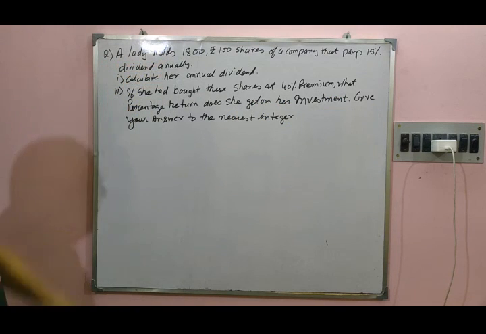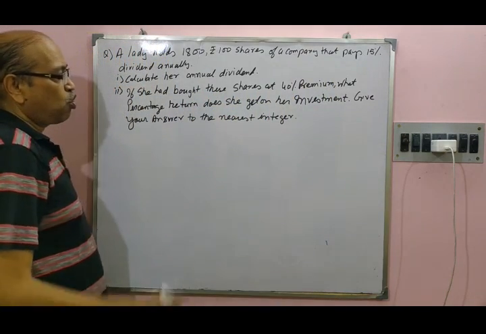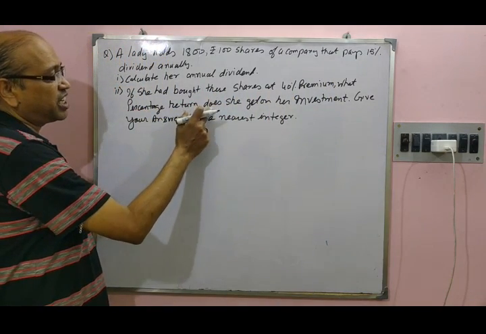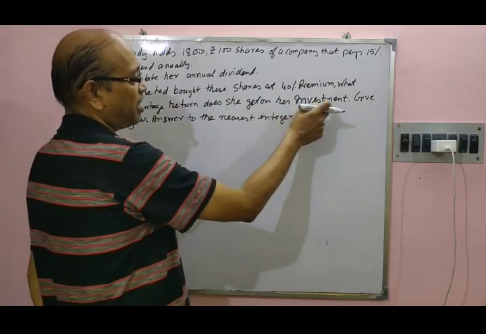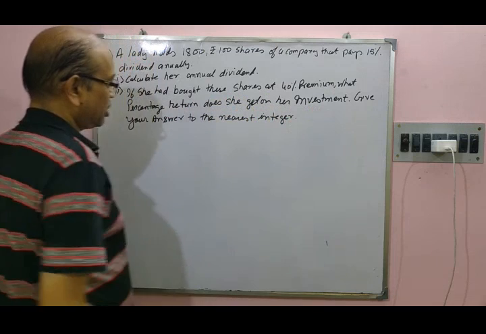A lady holds 1800 shares of rupees 100 each of a company that pays 15% dividend annually. Calculate her annual dividend. Second, if she had bought these shares at 40% premium, what percentage return does she get on her investment? Give your answer to the nearest integer.